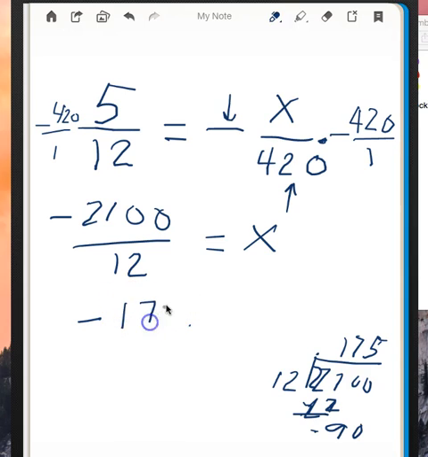So negative 175 is equal to x. Remember the key here, we're going to multiply by the number in the denominator to get rid of the 420, and we're also going to have to get rid of the negative sign. Hope that helps you figure out these questions for multiplication and division equations.